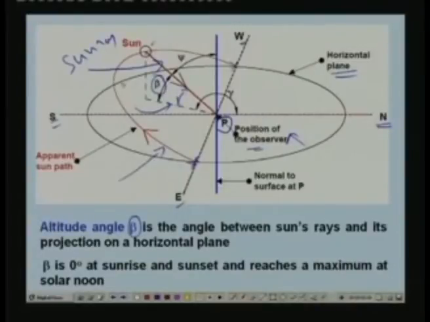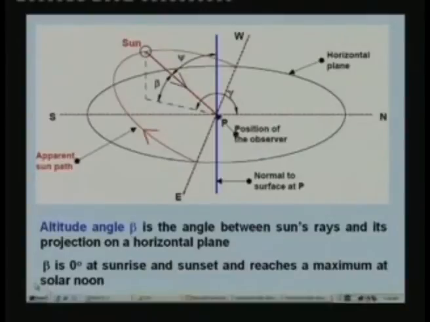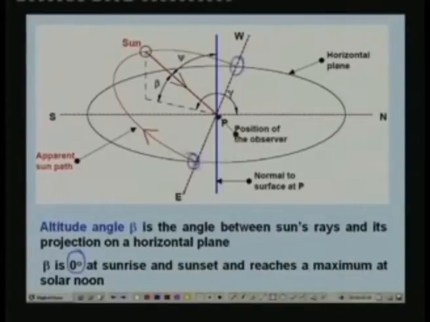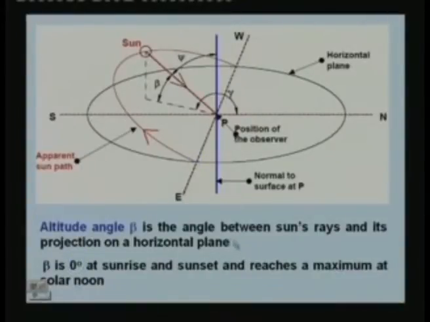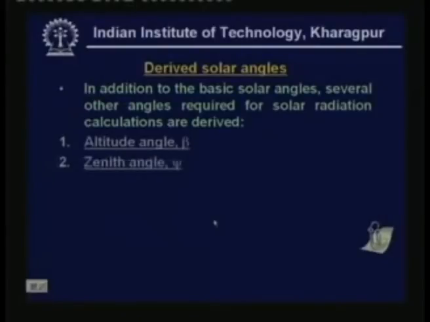As you can see, beta is 0 at sunrise. At this point the direction of the sun ray and its projection coincide, so beta will be 0. Similarly, beta will be 0 at sunset. So, at these two points beta will remain 0, and it reaches maximum at solar noon. In fact, that is the definition of solar noon. At solar noon you will find that the altitude angle is maximum. So, this is the first angle.